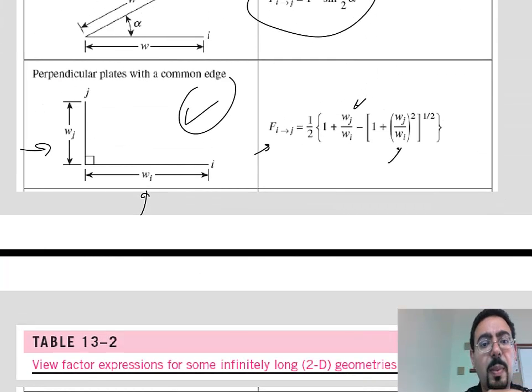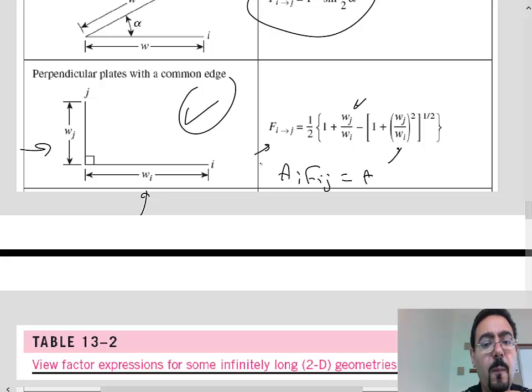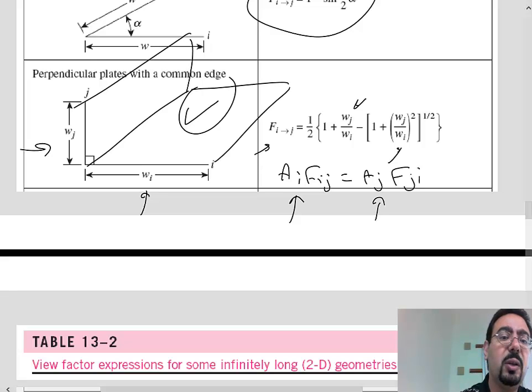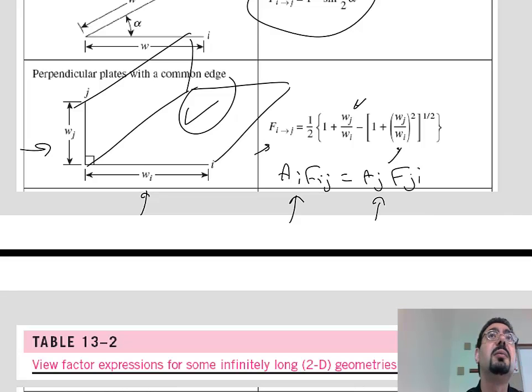A1 and A2, is that? Let's write the equation first. So Mallory is asking, what is this area exactly that you're using when you're doing this reciprocal rule? Surface area? So that is the surface area that's radiating, right? So in something like this, you'll just basically assume unit depths, right?